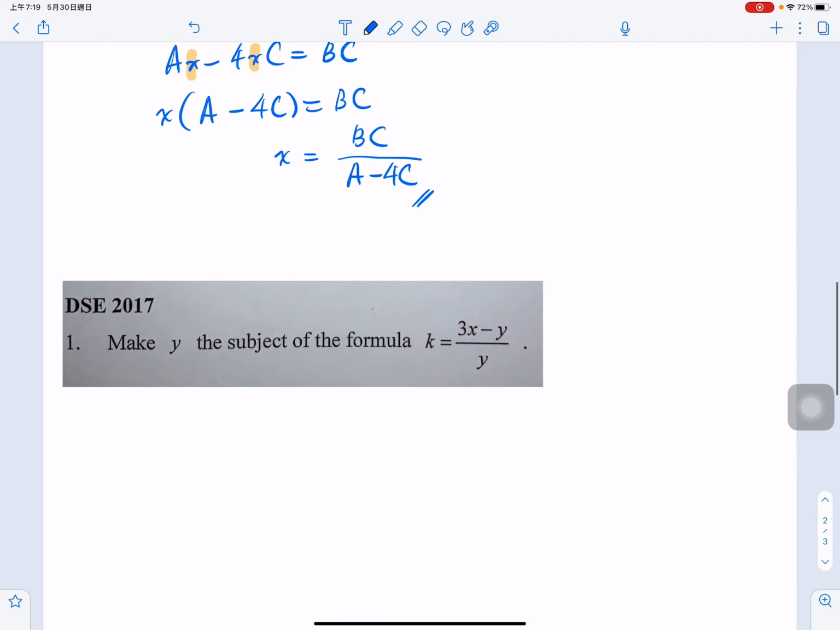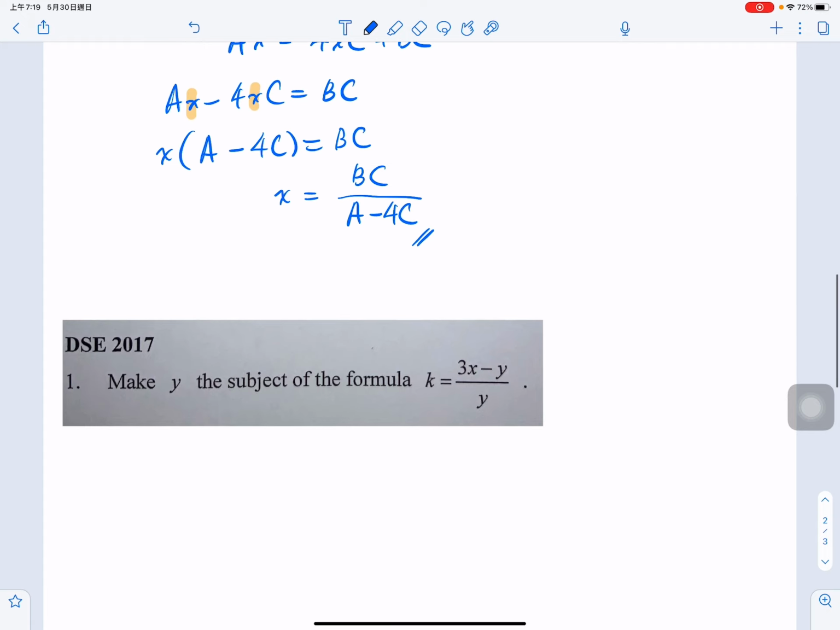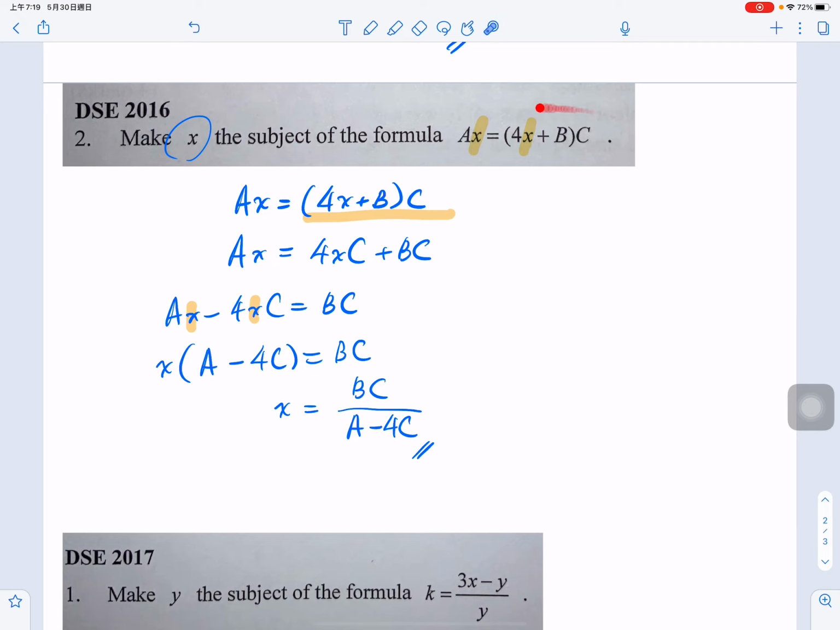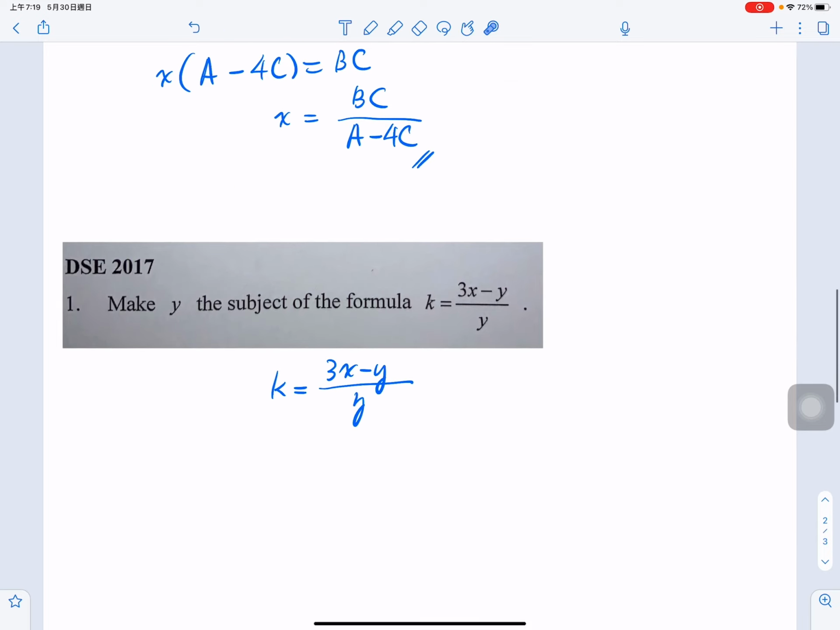Okay, make y the subject of the formula. k equals 3x over y plus... This time is a fraction problem again. You see, 2016, just simply expand and then choose the common factor and finally make x the subject of the formula. And 2017, this time, the formula is a fraction expression and make y the subject. You see there are 2 y's here. Both sides times y, right?